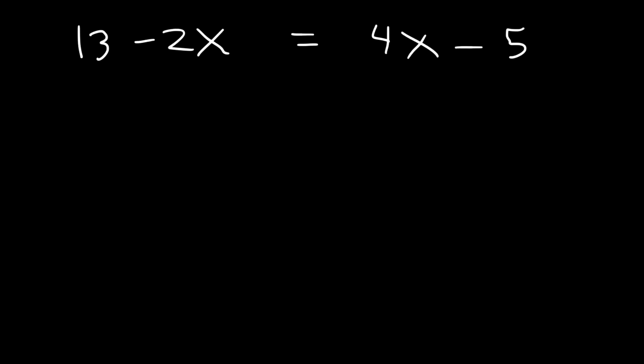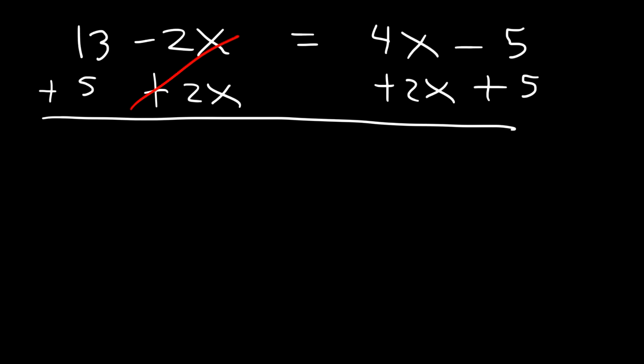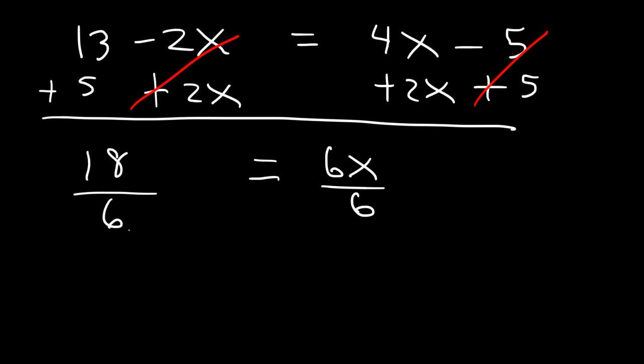Here's a similar example. 13 minus 2x is equal to 4x. So now it's your turn. Go ahead and work on that problem. So now what I'm going to do is add 2x to both sides. And at the same time, I'm going to add 5 to both sides. Doing it this way will allow me to get rid of all the x variables on the left and all the constant terms on the right. So on the left, I just have 13 plus 5, which is 18. And on the right, 4x plus 2x, which is 6x. So now all I need to do is divide both sides by 6. And so x is going to be 18 divided by 6, which is 3.